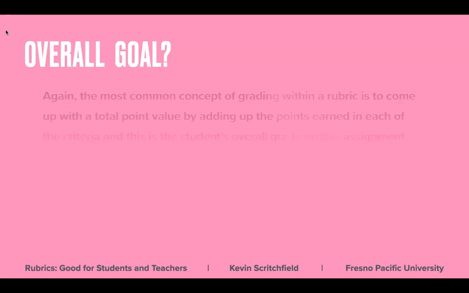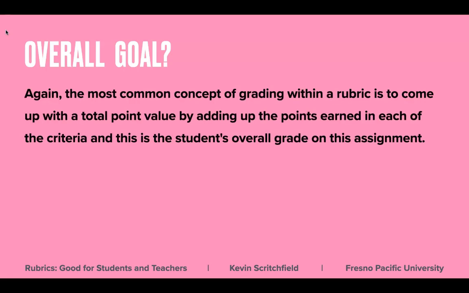So what was our overall goal here? Again, the most common concept of grading with a rubric is to come up with a total point value by adding up the points earned in each of the criteria, and that is the student's overall grade, right? That was our goal with our rubric, to be able to give an accurate and clear grading process with lots of feedback to our students for each assignment that they submit.